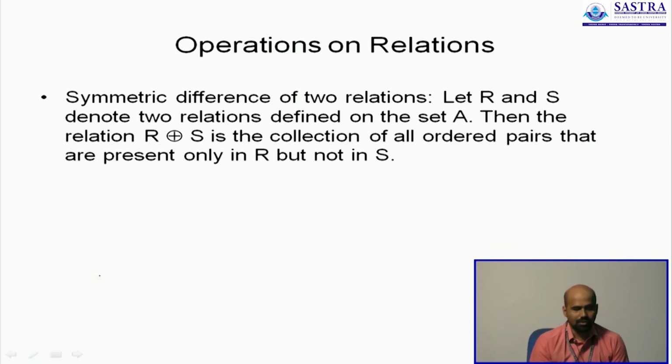So the symmetric difference will contain all ordered pairs which are present either in R or in S but not in both. Only in R or in S but not in both S and R. These ordered pairs are part of this set called the symmetric difference. Elements which are exclusive to either R or S. They are not considering those elements which are common.